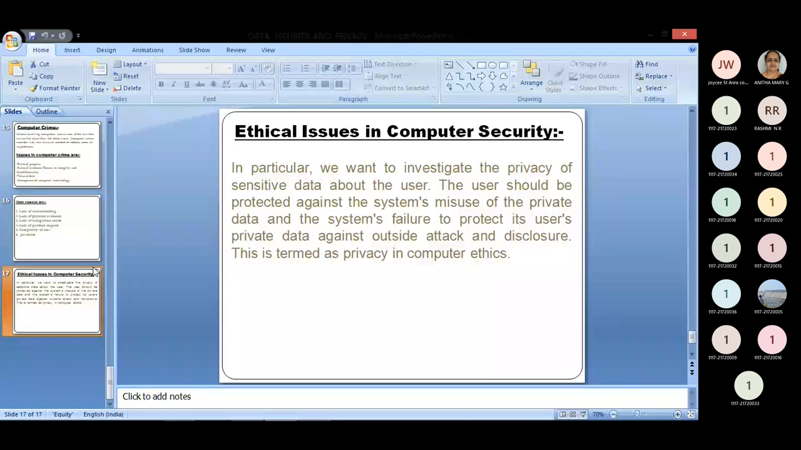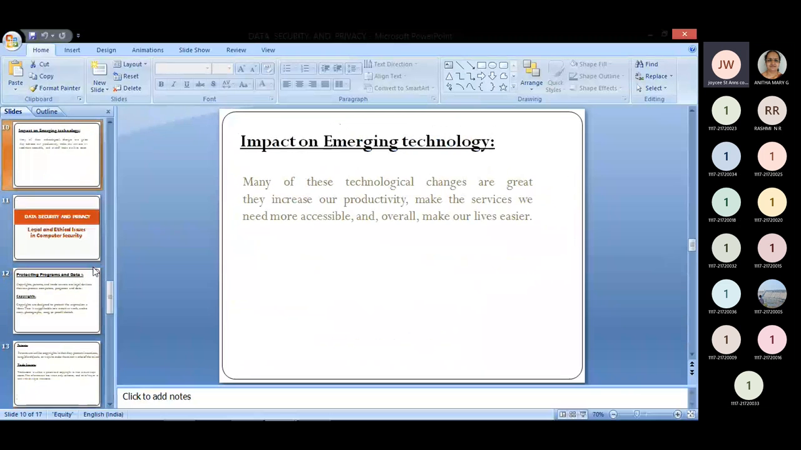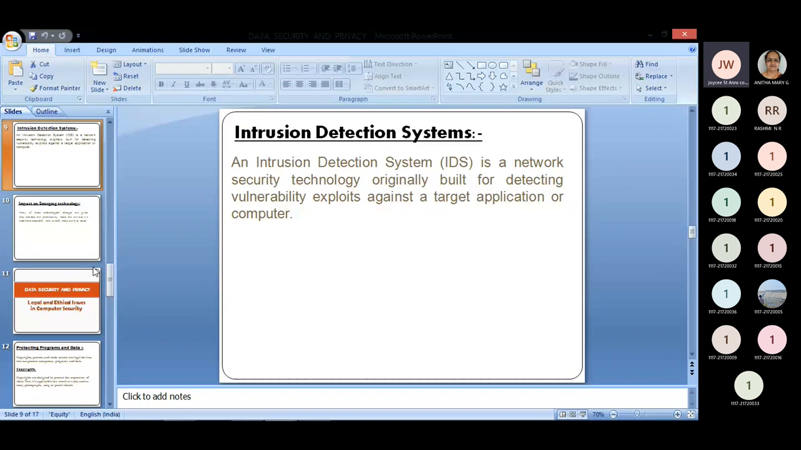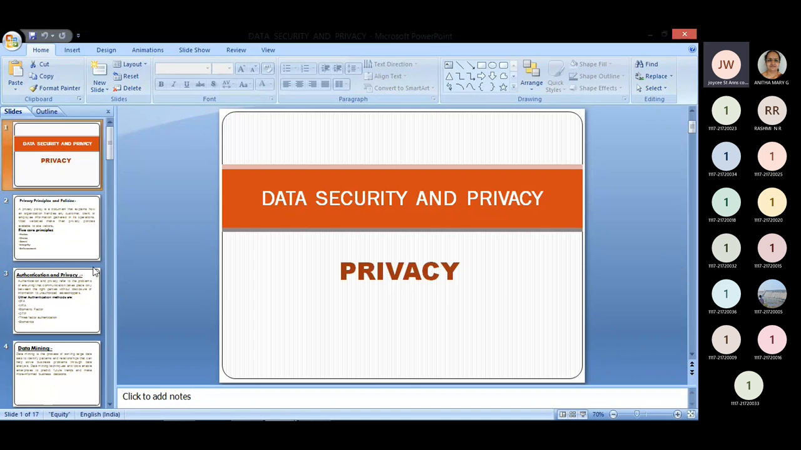So this is about ethical issues and computer crimes, different types of securities and emerging technologies. We are facing different things in day-to-day life, data security and privacy.